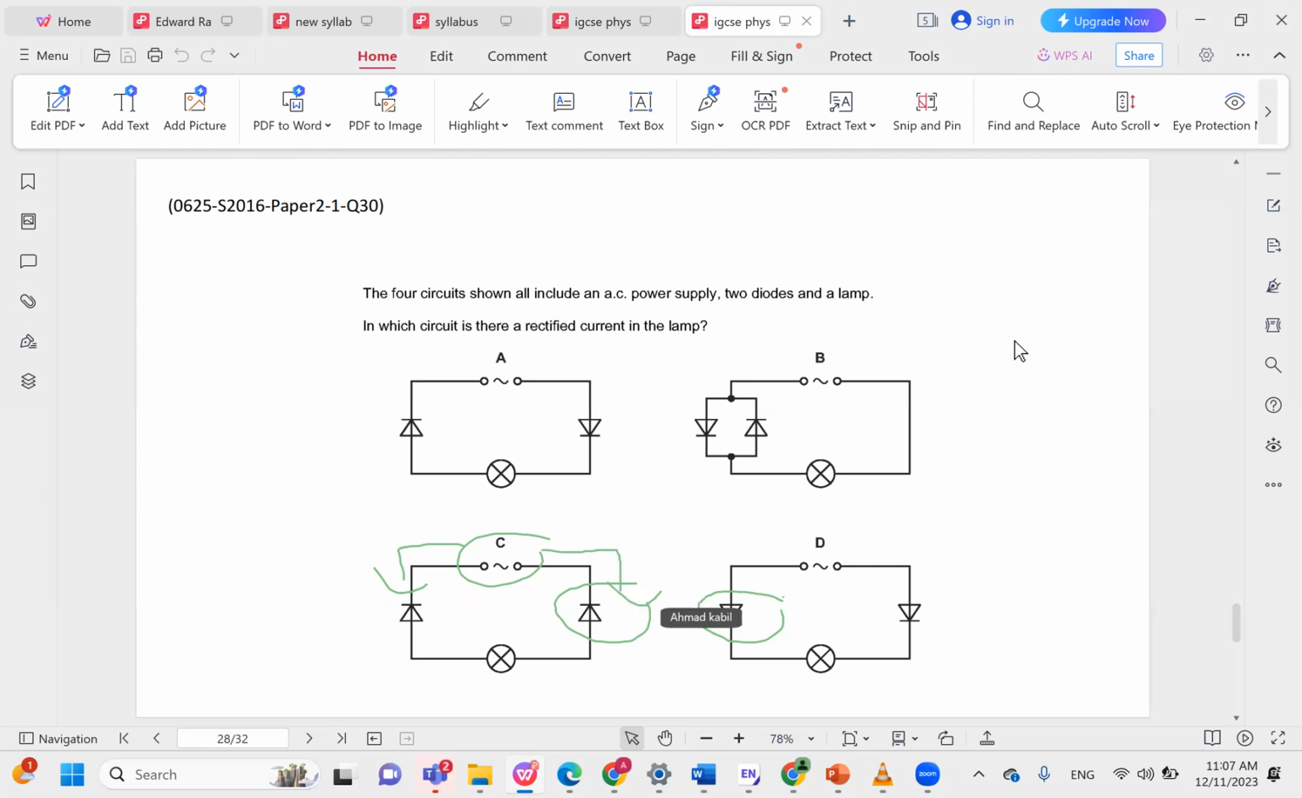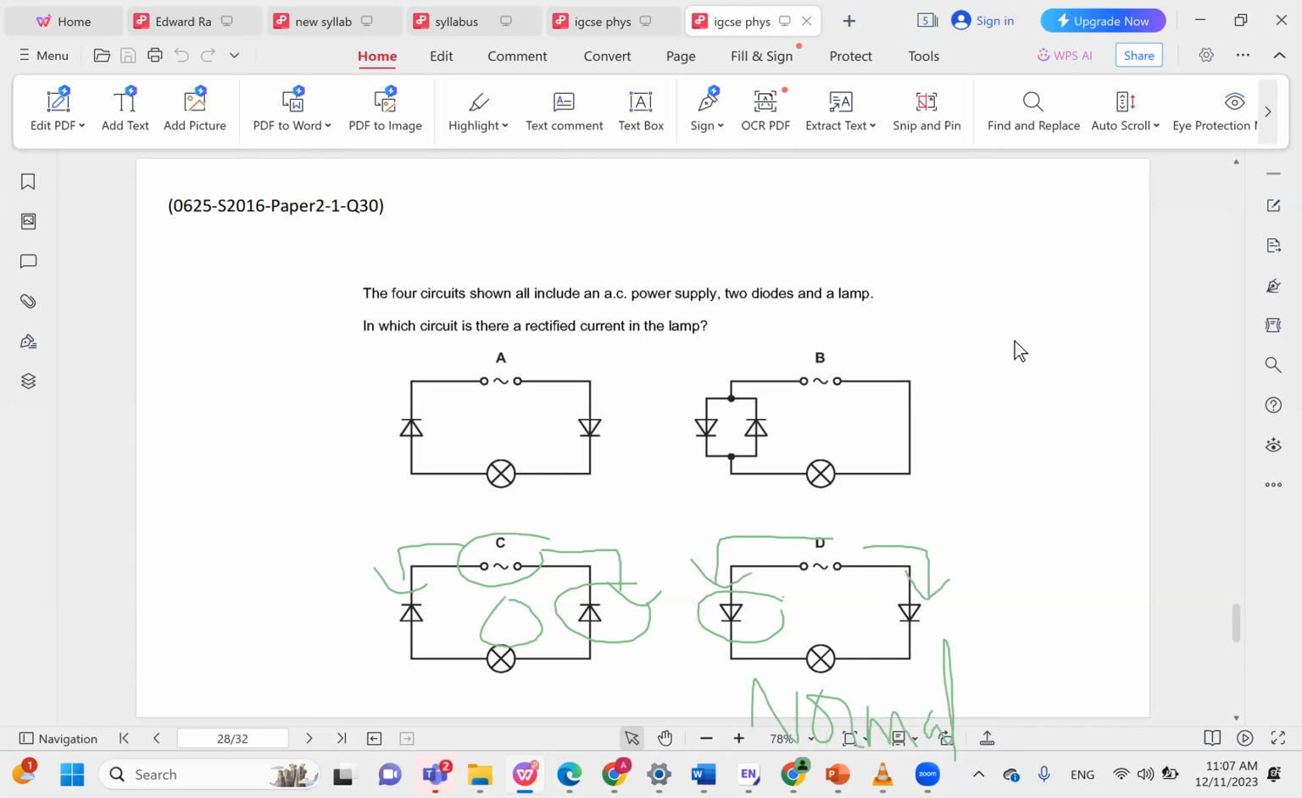So in case of C, it will always be blocked in a sense. But in case of D, it will always be allowed. So if we move like this and we move like this, in both cases, it will be allowed. So it's as if the diodes do not exist. So there is no rectified current. So let's say in C, there is zero current. In D, there is normal alternating current.